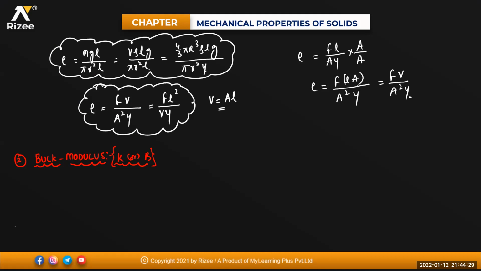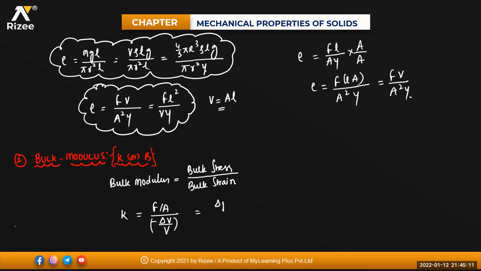Very good. Next one, bulk modulus. Already I told you, bulk modulus is equal to bulk stress divided by bulk strain. That is K is equal to bulk stress, F by A, divided by bulk strain, minus of delta V divided by V. That means it is equal to change in pressure divided by minus of delta V divided by V.